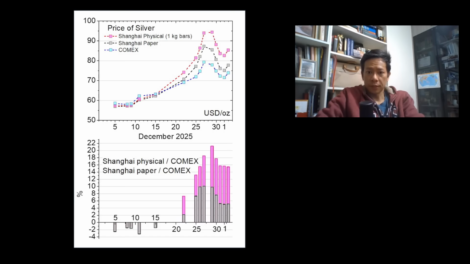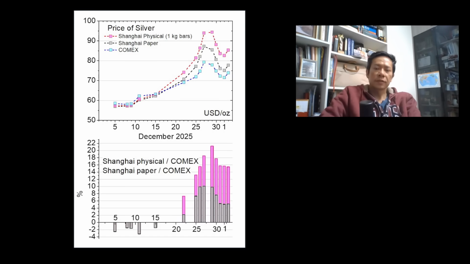Starting from December 15th, we started to see some irregularities because the price of paper silver in Shanghai started to become higher than the price at COMEX. If we look at the bottom graph, on December 22nd, the price of paper silver in Shanghai was around 2% higher than the price at COMEX. And for the last 10 days, the price of paper silver in Shanghai has been averaging around 6% higher than the price at COMEX.